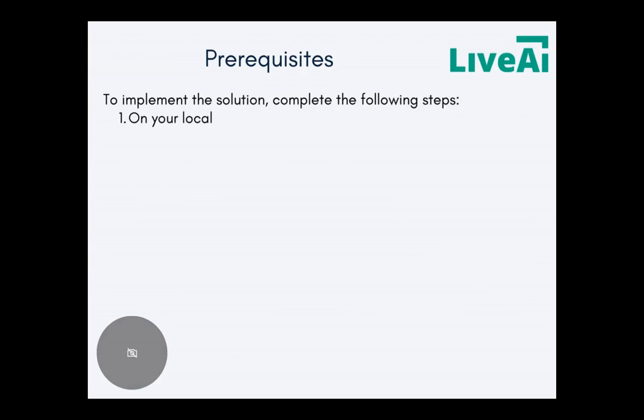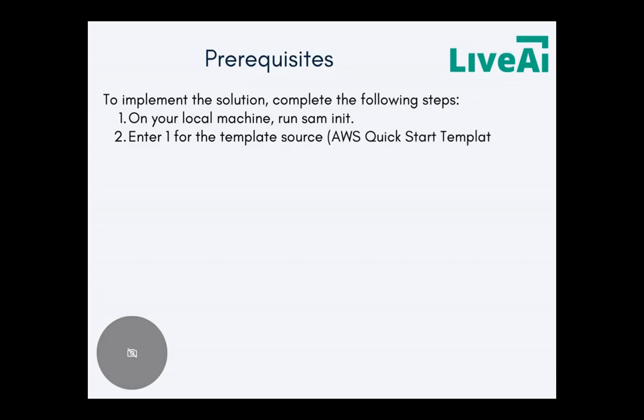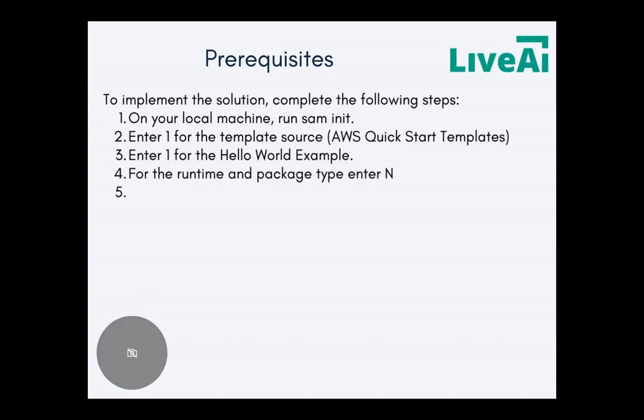Very important: once you have installed SAM as well as the AWS CLI, you run the command sam init. Enter 1 for your template, which is the Hello World example template. I have also provided a GitHub repo that I'll share at the end of this lecture, or you can copy it from the YouTube video link. Then enter 1 for the Hello World example.